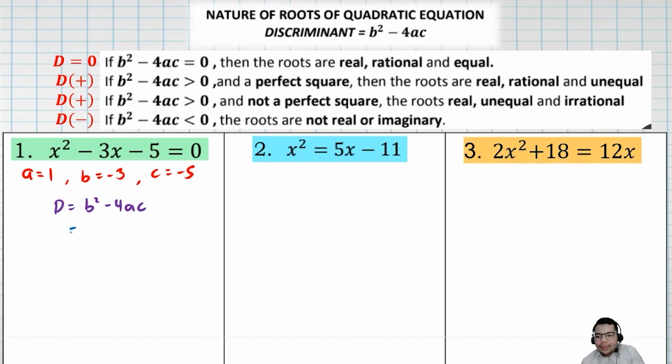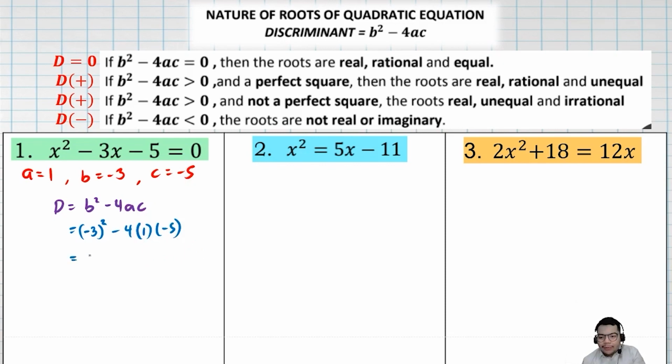So for b, we have negative 3. B is equal to negative 3. So b squared will be negative 3 squared, minus 4 times a, and since a is equal to 1, we write 1 here. And then negative 5, which is the value of c. So for ac, 4 times 1 times negative 5. We just need to simplify the values.